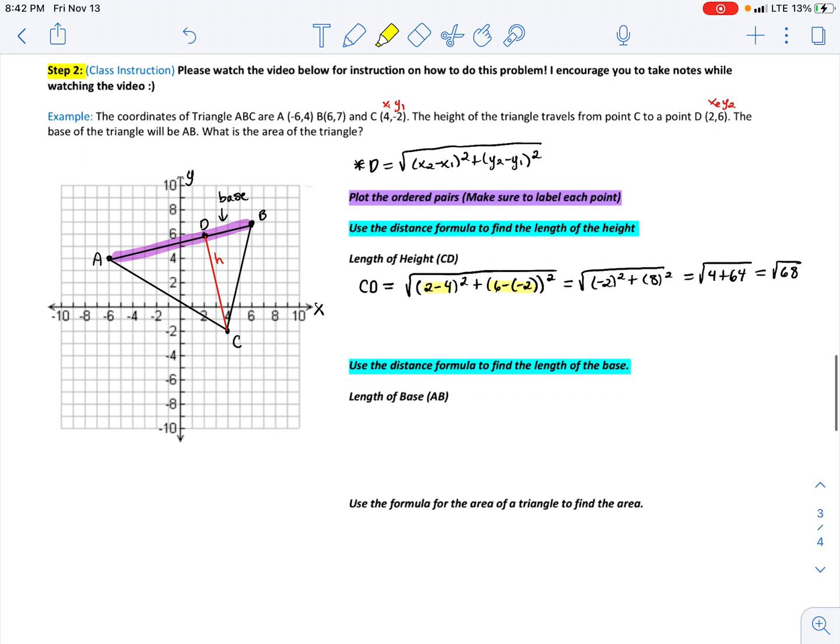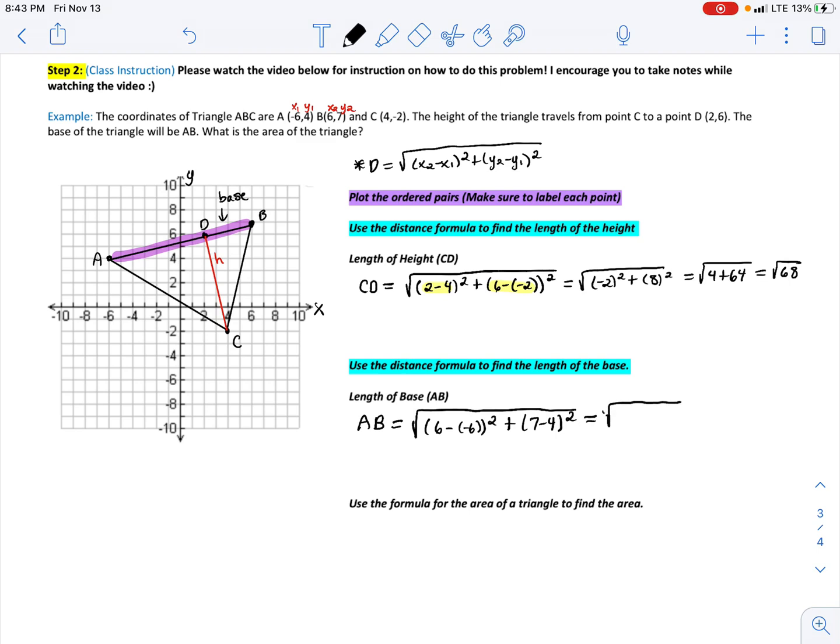Okay, and so now to find the length of the base AB, I'm going to use the distance formula again. So this is the square root. And so now I want to label my points A and B as x1, y1, x2, y2. And so my x2 is 6 minus my x1, which is negative 6, squared, plus y2, which is 7, minus y1, which is 4, squared.